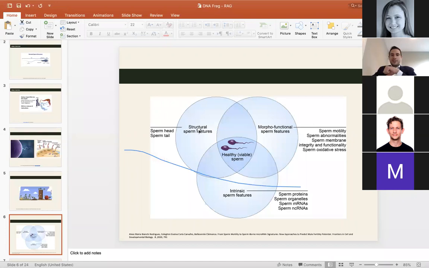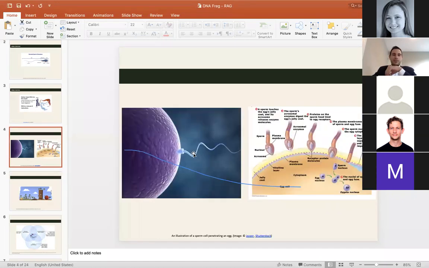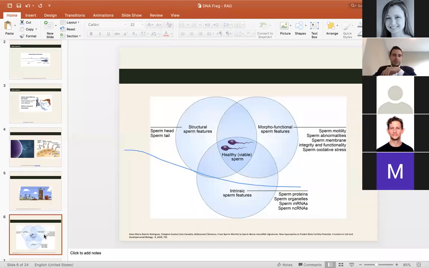Any structural deformity or any problem with the function of the sperm would make the probability of this sperm reaching the egg lower, and sometimes it will prevent it altogether. So for a healthy, viable sperm, as we said, we need a good and normal structure, which is, for example, the head and the tail of the sperm. We need the sperm to be functional. So we need good motility, we need the membrane to be intact, and we need good and integral DNA.